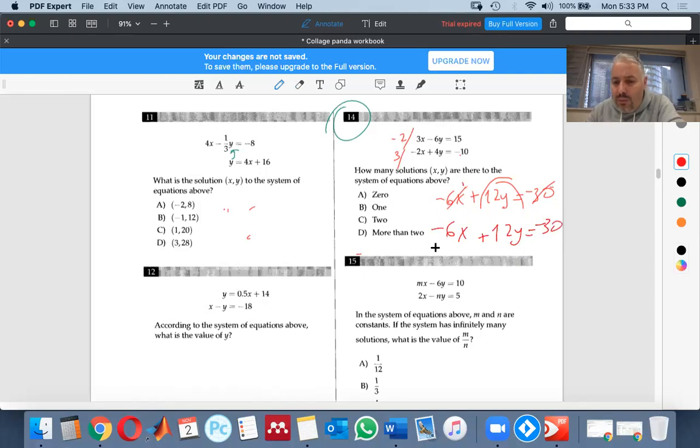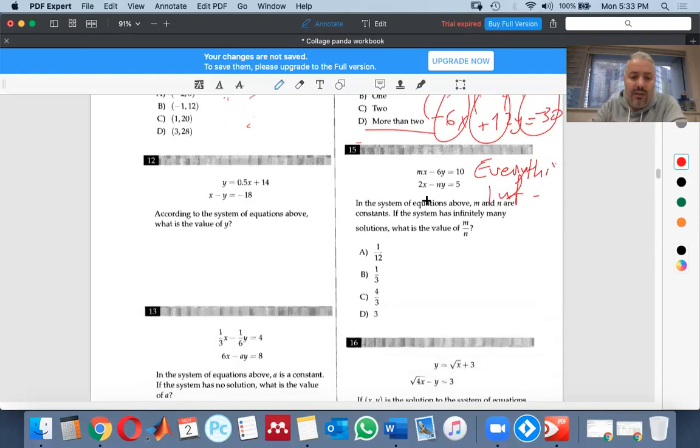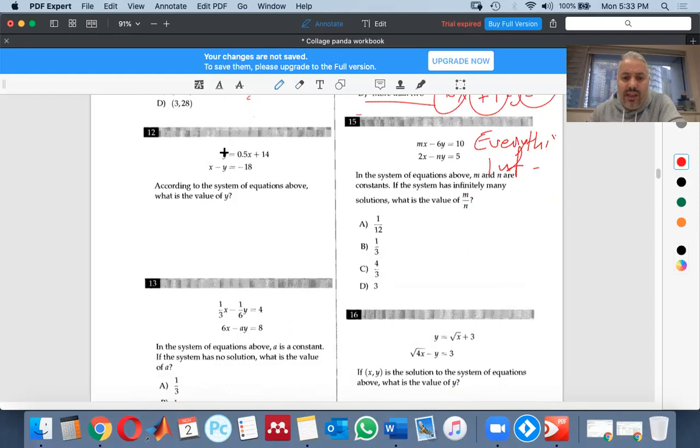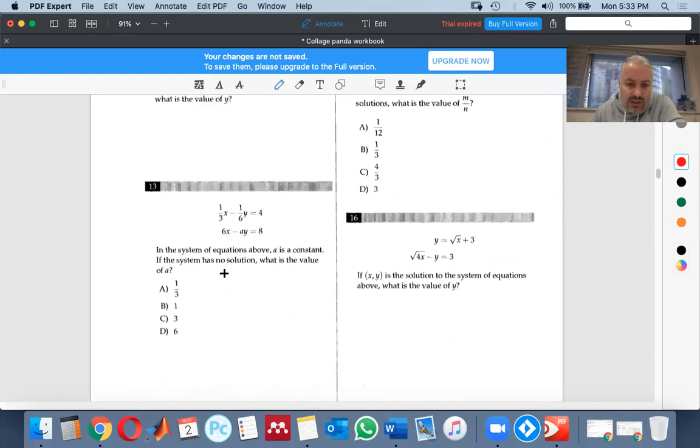Now, so almost same. What does it mean? Everything satisfied. Everything means infinitely many. Infinitely many means more than 2. Okay? Now, this is simple. Take this y, put it here, and it's a normal question. What about here? No solution.